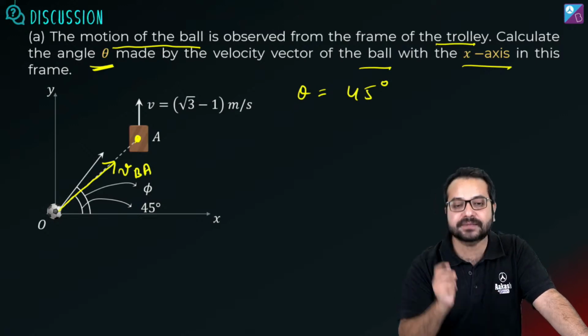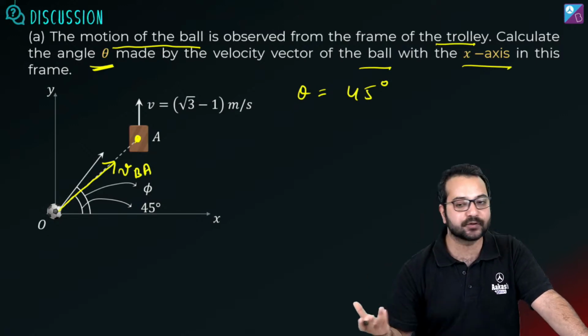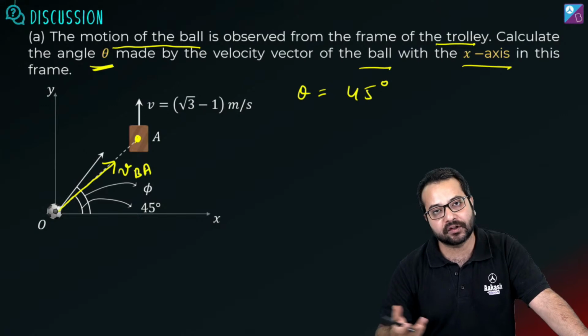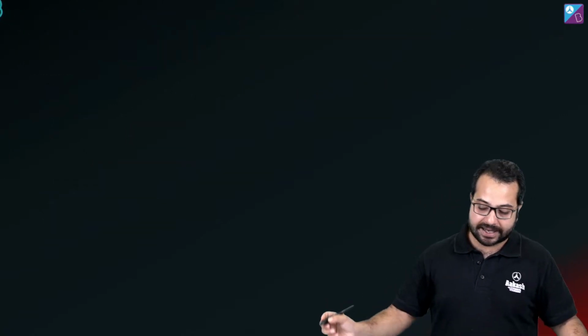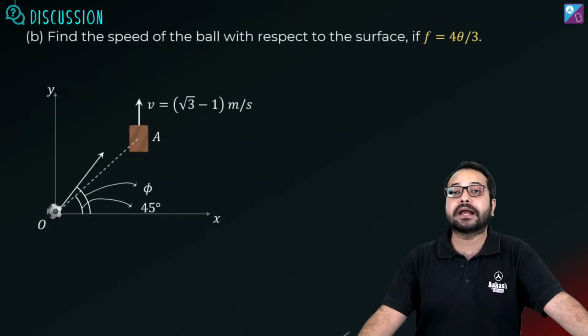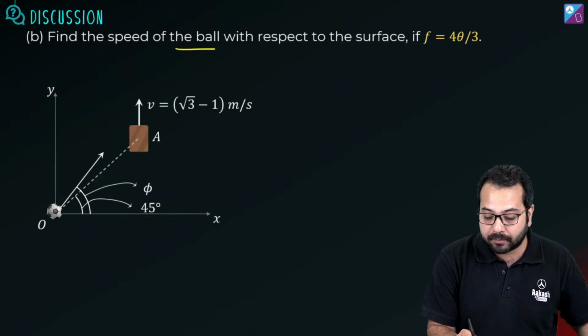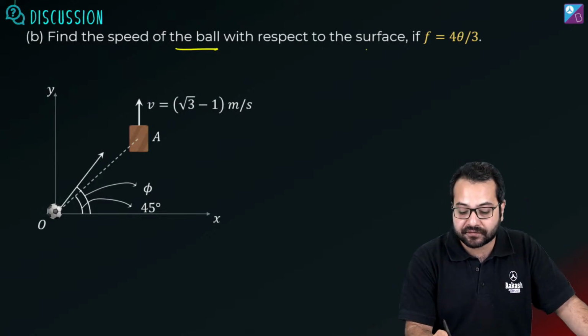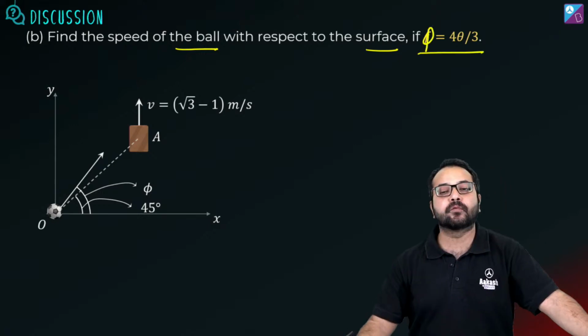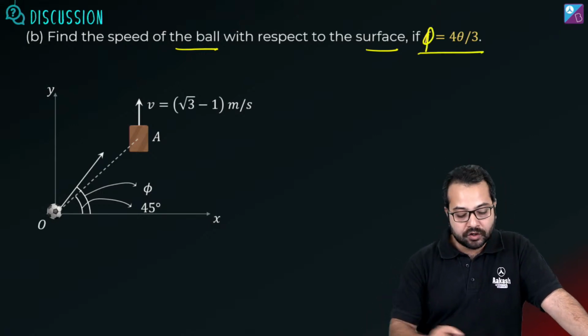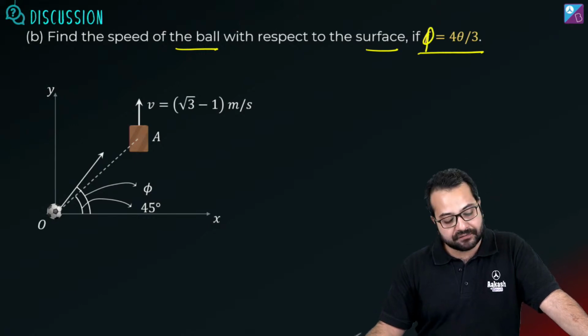Okay, so just by this simple concept, we can say that theta is going to be 45 degree because the relative velocity is going to be along the line joining the two particles. All right, next. What is the next thing we need to find out? We need to find out the speed of the ball with respect to the surface if phi is equal to 4 theta by 3. So we have already calculated theta, that is 45 degree.